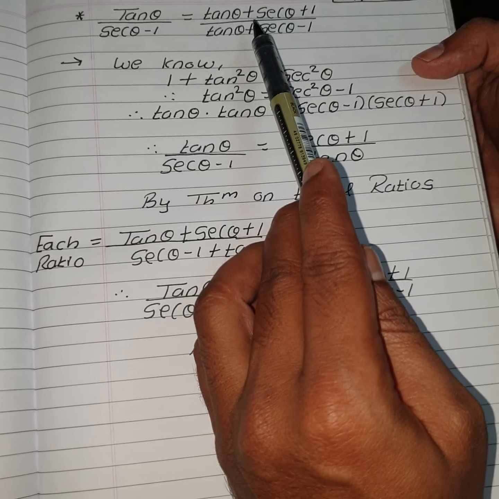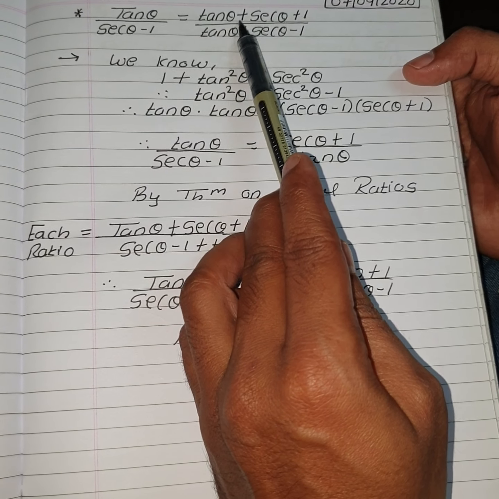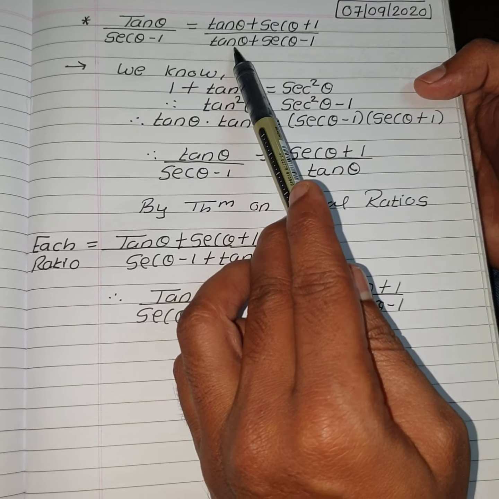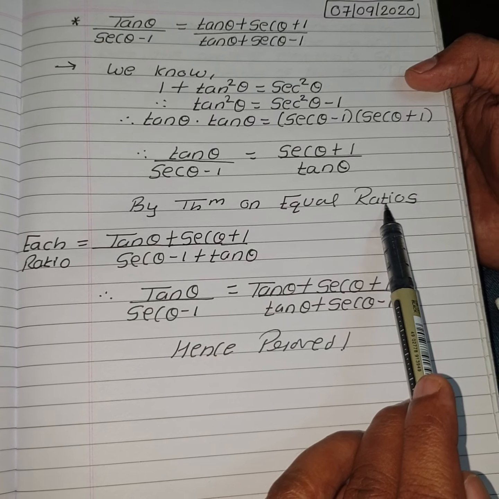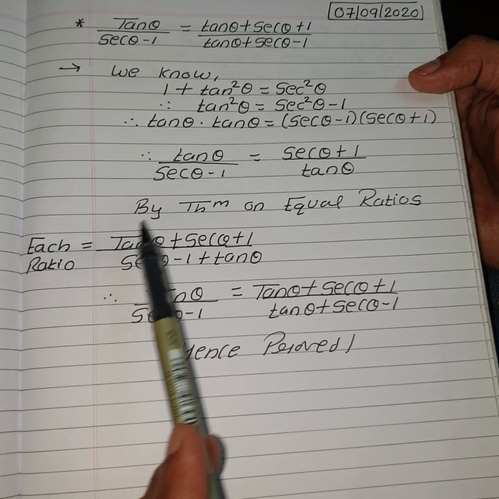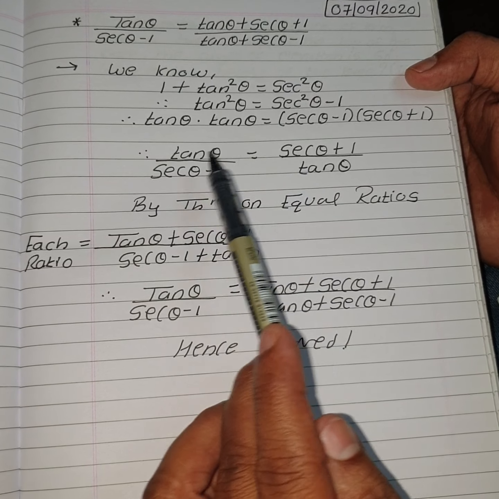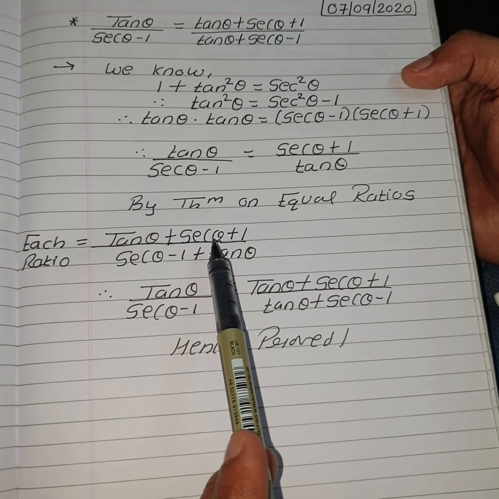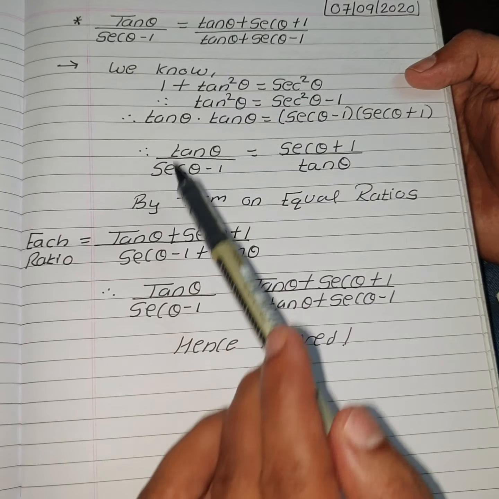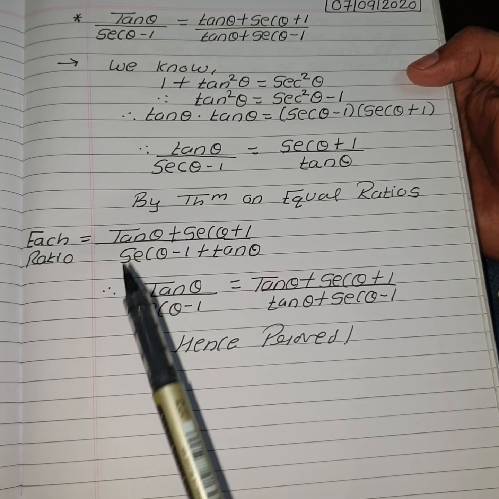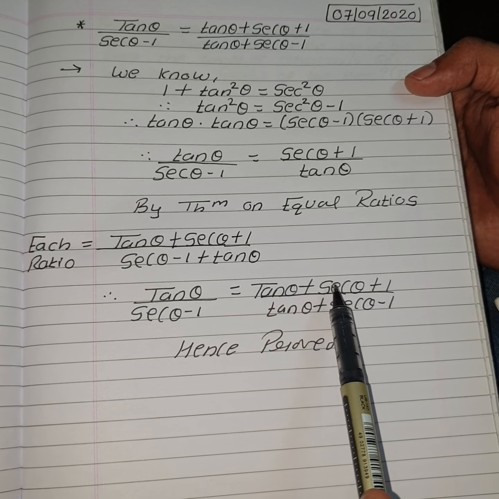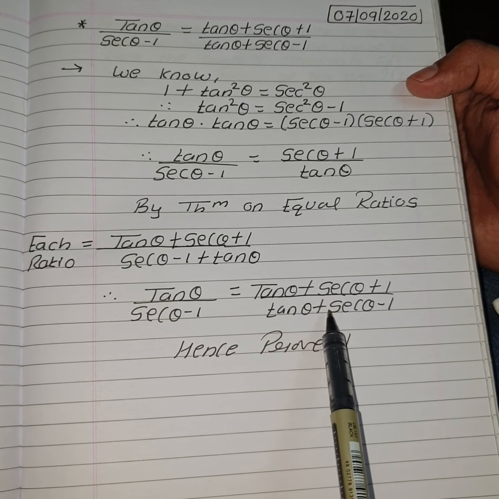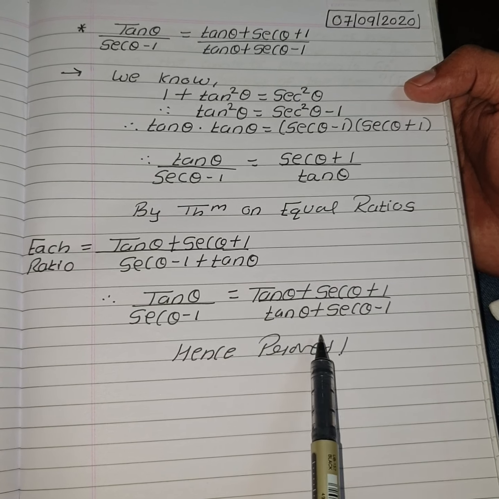Now let's see what I am needing on right hand side. I am needing tan theta plus sec theta plus 1 upon tan theta plus sec theta minus 1. Now what does the theorem on equal ratios tell us? Each ratio is equal to, either you can add these two ratios or you can separate these two ratios. In this case I am getting my right hand side by adding, so what I have done, I have added. Therefore tan theta upon sec theta minus 1 is equal to tan theta plus sec theta plus 1 upon tan theta plus sec theta minus 1, hence proved.